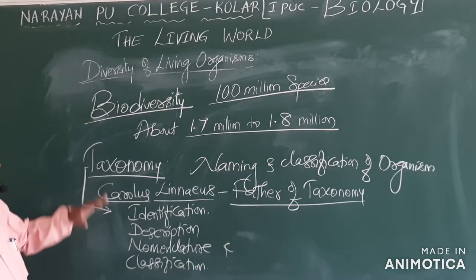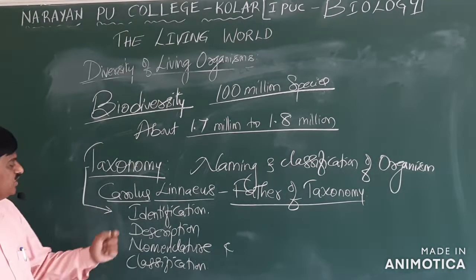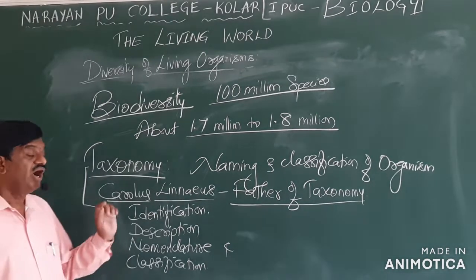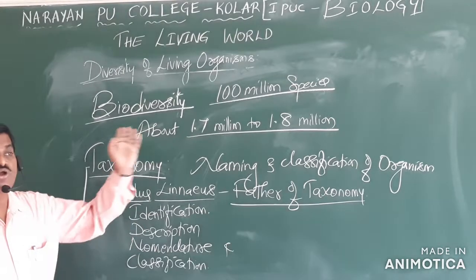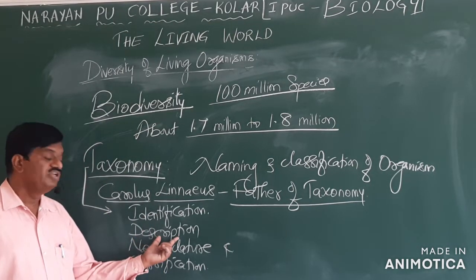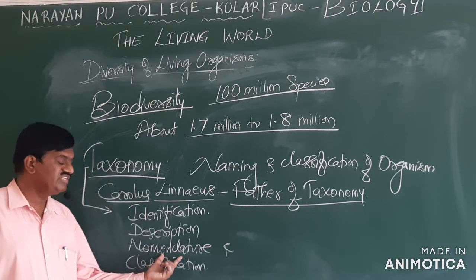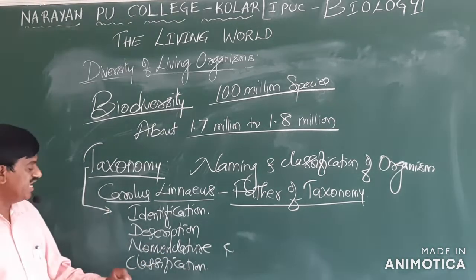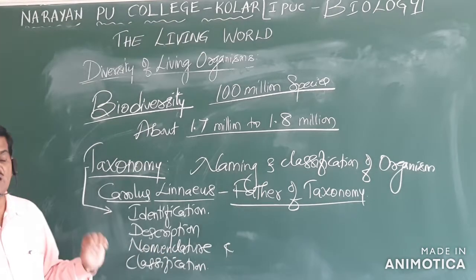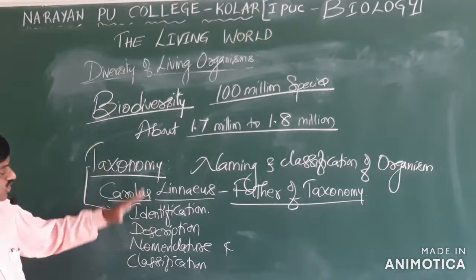So in taxonomy, if there is a strange plant or strange animal, we are going to identify it. This is called identification. After identification, we are going to know what it is. Knowing about an organism is called a description. After describing, we go and classify. First, we are going to name it. Naming an organism is called nomenclature, and classification is done based on the characters.